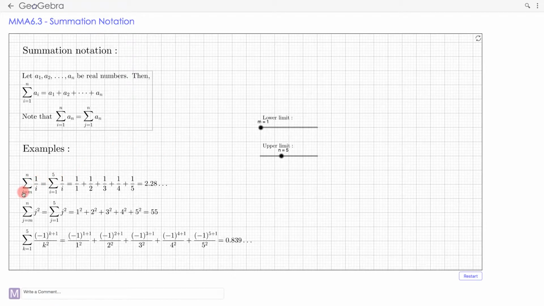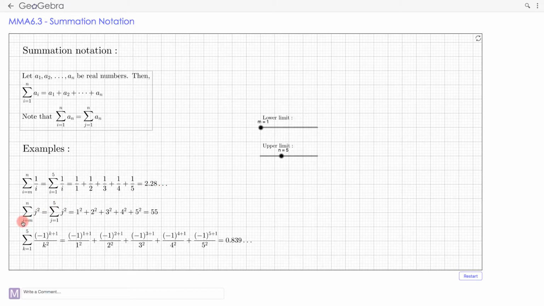So here are some examples. You can take i equals m to n, 1 over i. So i is now the dummy variable. It starts being m and it ends up being n. I can now control my m and my n over here. So in this case, where m is 1 and n is 5, it's the same as what we have here. i equals 1 to 5, 1 over i. That's the same as 1 over 1, 1 over 2, 1 over 3, 1 over 4, and 1 over 5, the sum of that. And what you get is this number here.